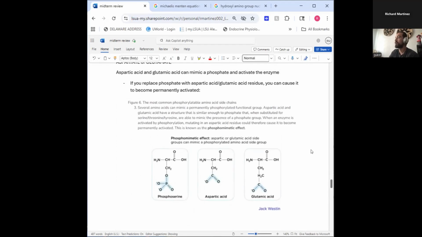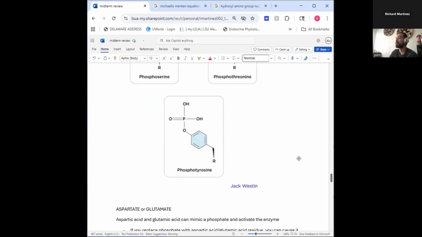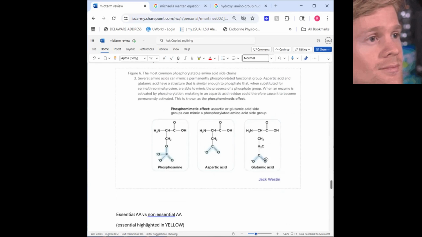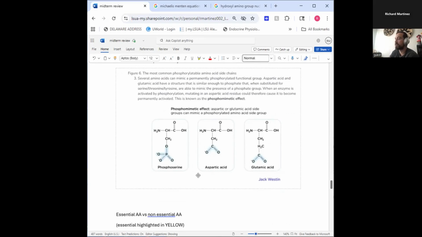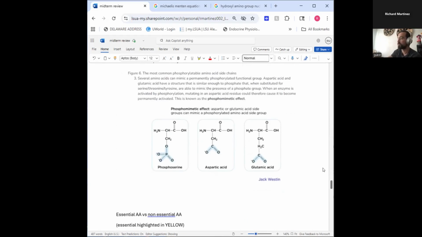It would permanently turn that on. Whereas if it was a serine, a threonine, or tyrosine, it's not permanent. But once that's on with aspartic acid or glutamic acid, because they're going to be attached, it's not going to just unbind from here. It's going to be permanently phosphorylated. So it's going to be an on switch for whatever metabolic process that's doing.